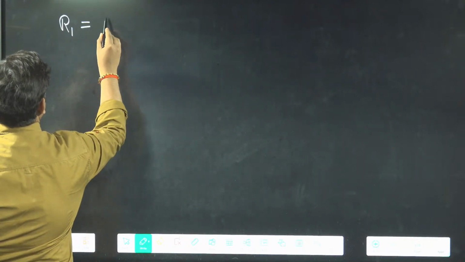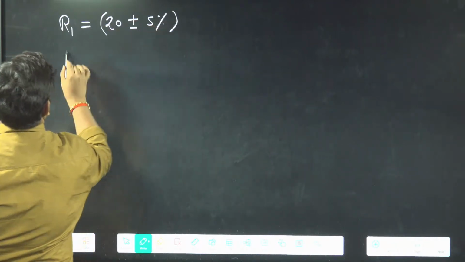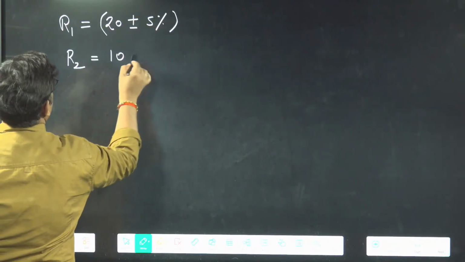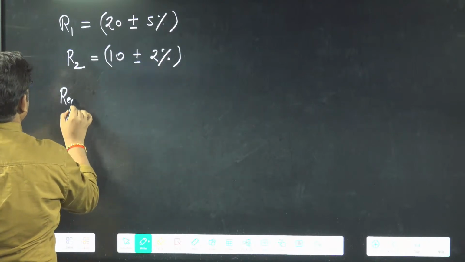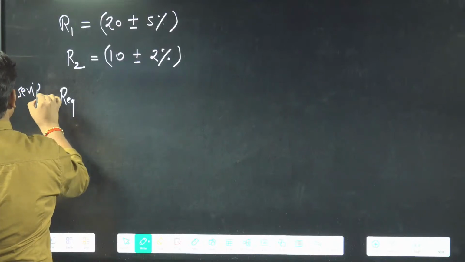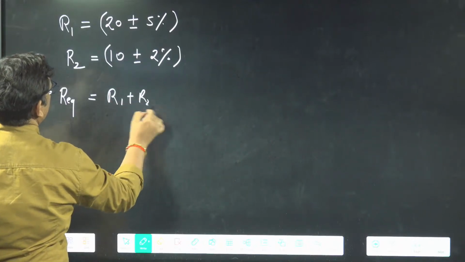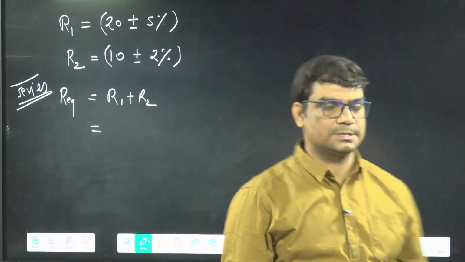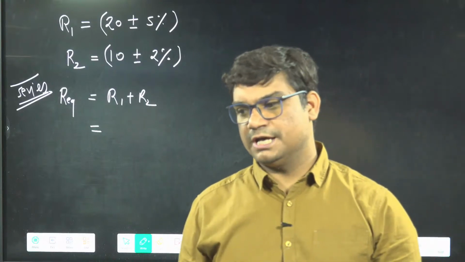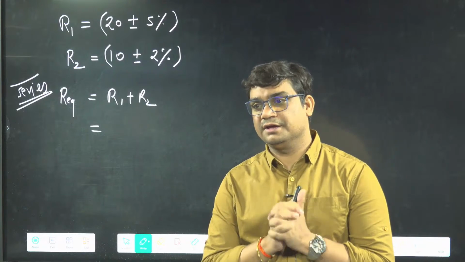R1 I have given here, that is 20 plus minus 5%. R2 is given here, 10 plus minus 2%. What is the R equivalent? And this is the series. So everyone knows in series we have to do R1 plus R2. What is the answer? Tell fast. You cannot take that much time. Make it fast. What will be the answer here?